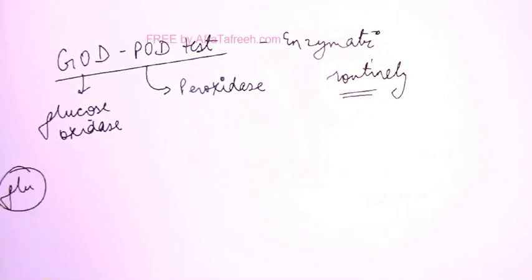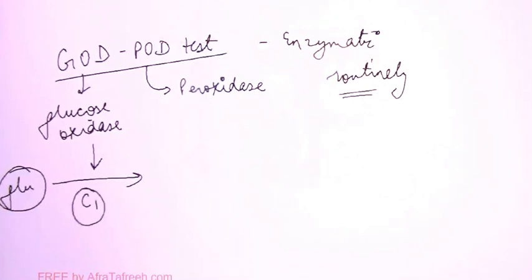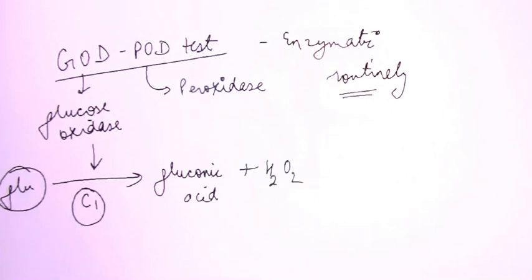When glucose is there in the sample, it is first taken up by the GOD enzyme, and now oxidation will occur at C1. You know, when oxidation occurs at C1, then an aldonic acid is formed. In case of glucose, it is known as gluconic acid, and plus some amount of H2O2 is also produced, that is hydrogen peroxide. Now this hydrogen peroxide will be taken up by the peroxidase enzyme and some colored compound is formed.